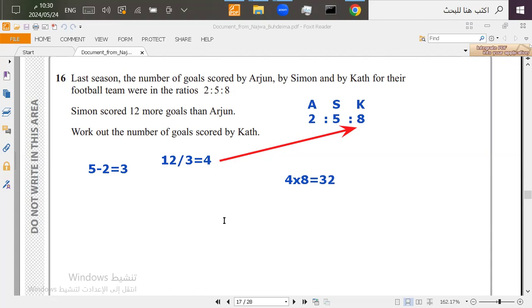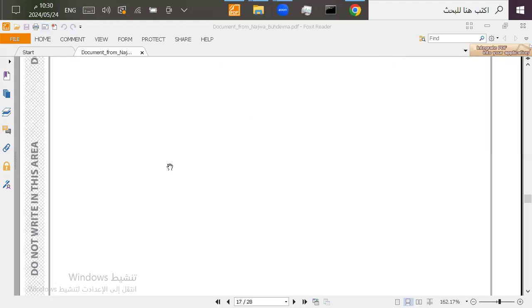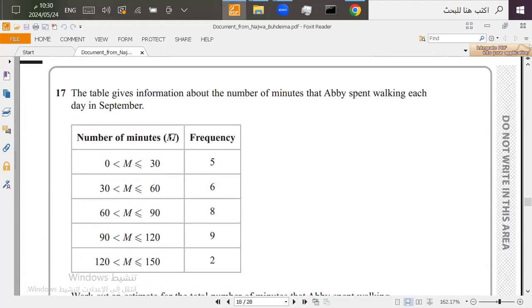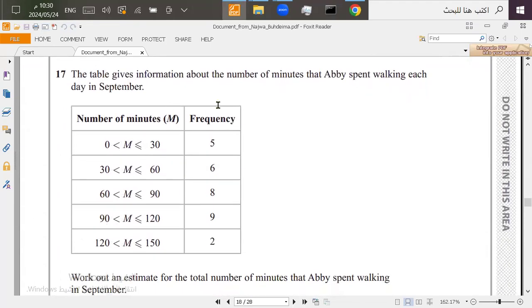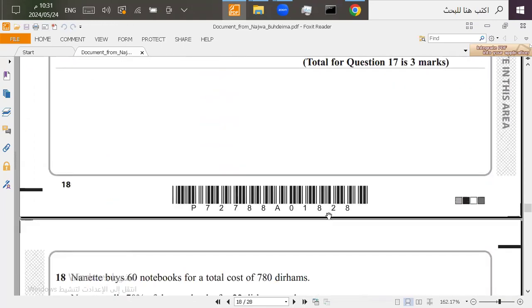Now, let's move on to the next question. Question 17. The table gives information about the number of minutes that Abby spent walking each day in September. These are the classes and these are the frequencies. Work out an estimate for the total number of minutes that Abby spent walking in September. This is the only question for this one.